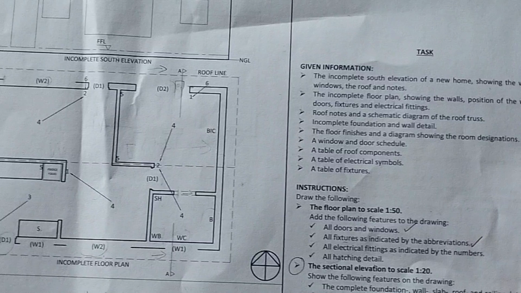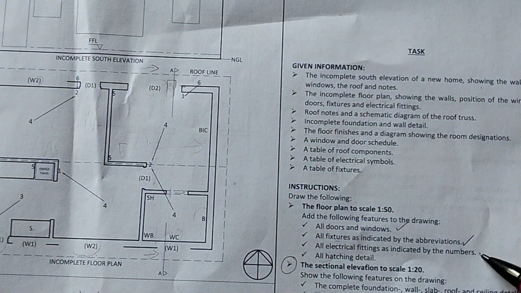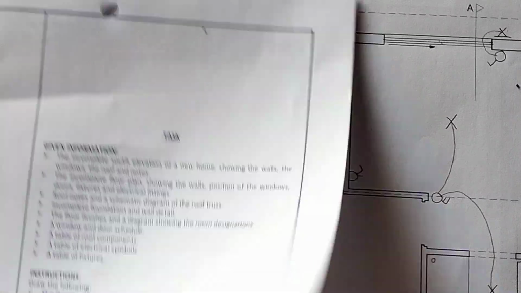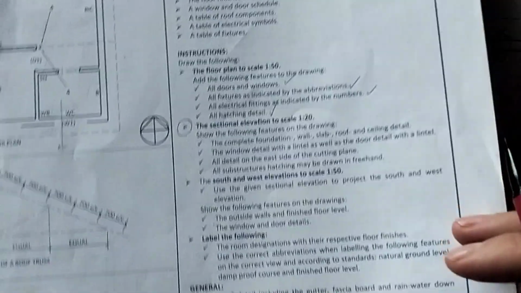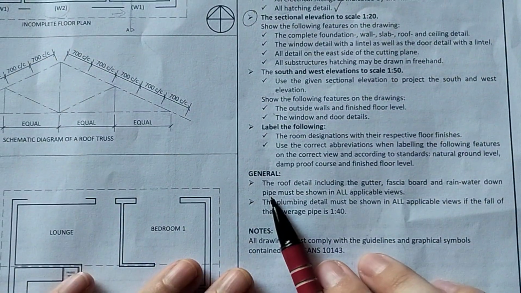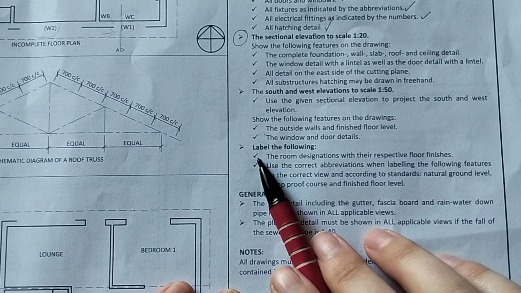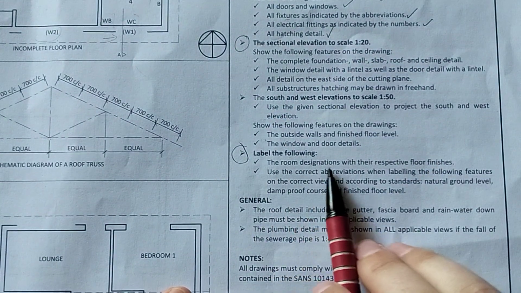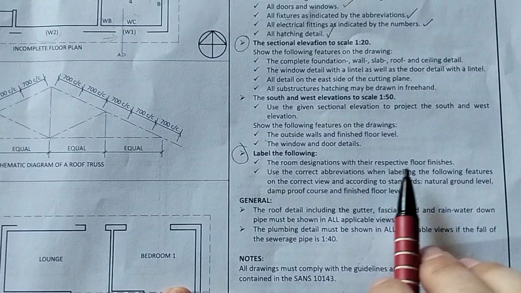Okay, so we did all the electric fitting, and then you should go and do the hatching as well. Then you're done with this. Then the general, you have to go to the general of the labels. Okay, here, this one is important for the floor plan. The room designations with their respective floor finishes.